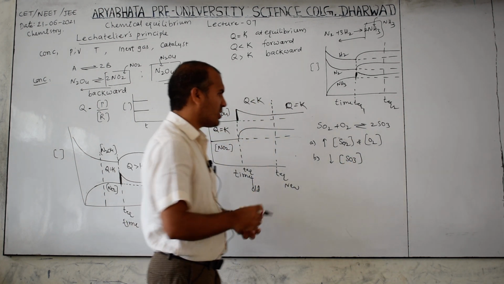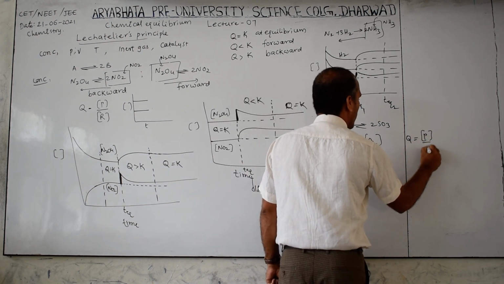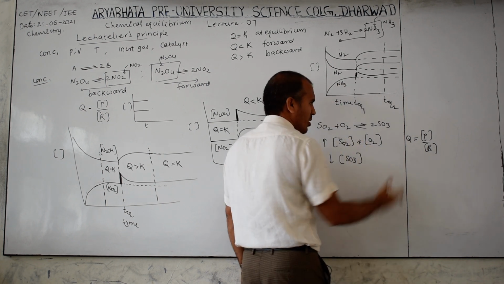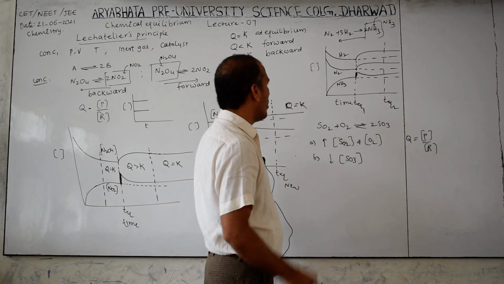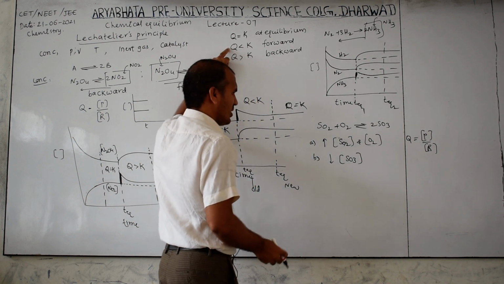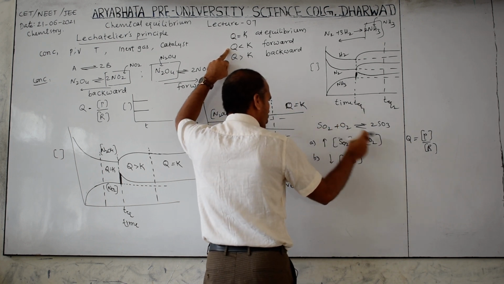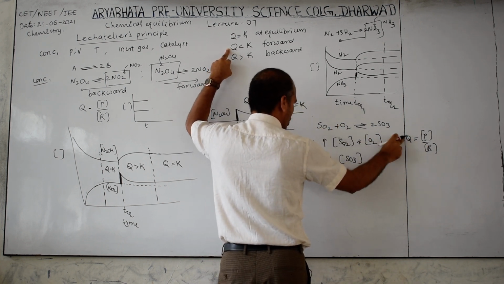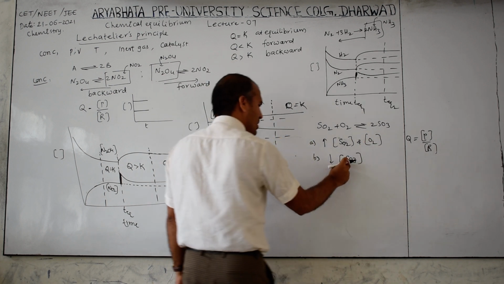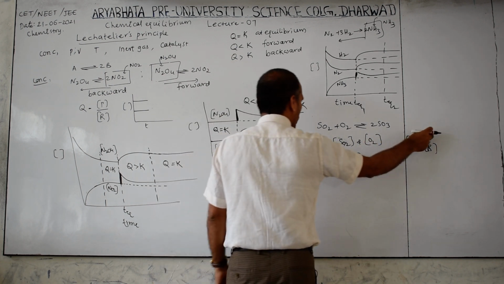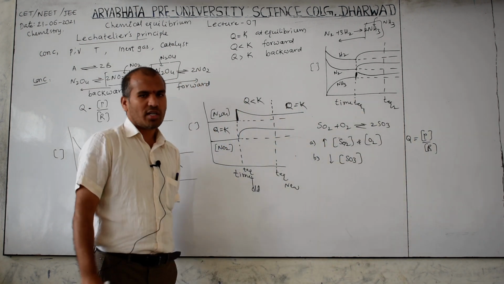How to understand this: we know that Q is equal to product concentration by reactant concentration. We want Q to be less. Q should be less means the denominator value should be more. Therefore, if SO2 or O2 or both are increased, then Q will decrease and the reaction goes forward. If the concentration of product decreases, the numerator decreases, so Q also decreases. Therefore, that is the forward condition.